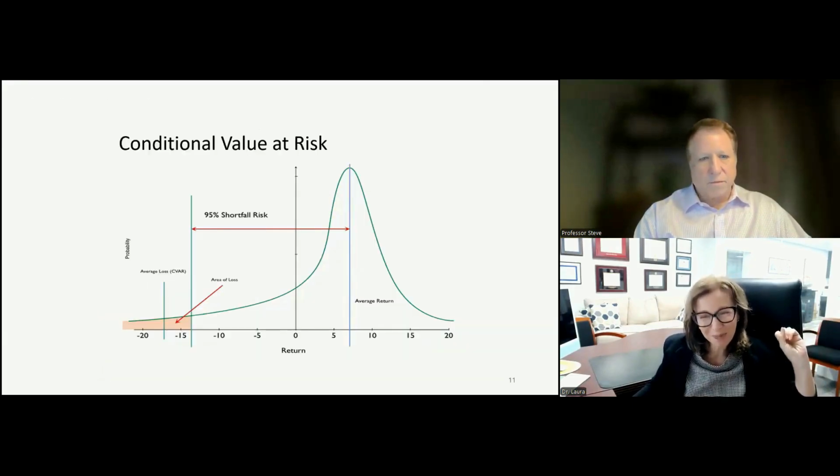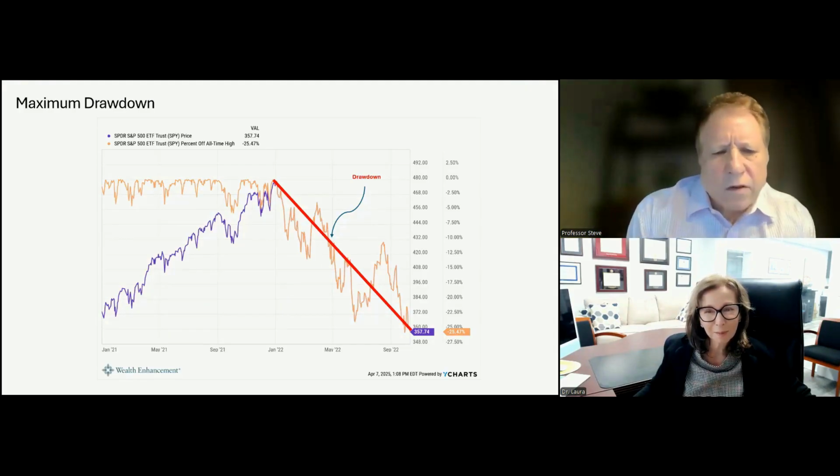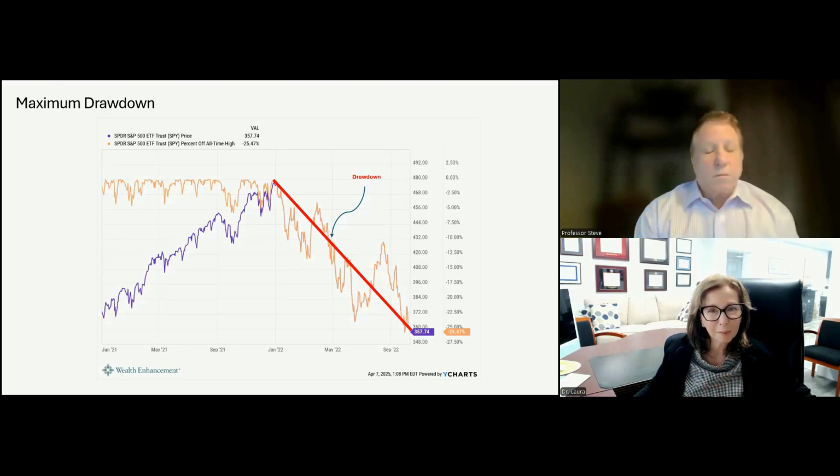Yeah, exactly. So here's another thing you may have heard of called maximum drawdown. And so what it means is how much did an investment decline in value from its most recent peak, okay? And so in this case, we show as an example the S&P 500 and how much it was drawn down in 2022. And so it peaked around January of 2022. And at its lowest point, it was down about 25%. And so that's its most recent maximum drawdown.